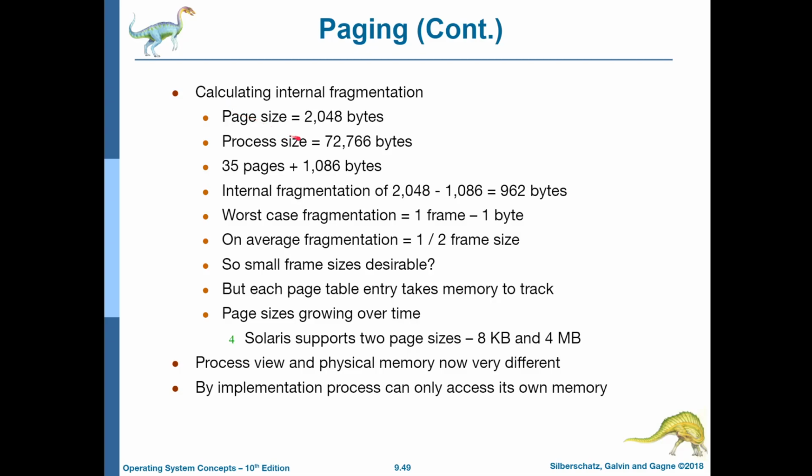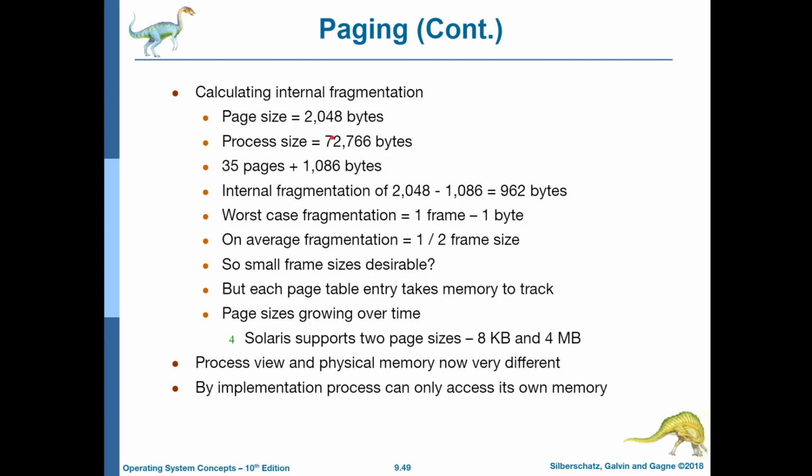Let's give an example here. Let's say our system is running with a page size of 2K. Let's say that we have a process that needs to be loaded that is almost 73 kilobytes in memory. Well, in order to allocate this, we'll need 35 full pages of memory, plus we have an extra little over 1 kilobyte of data that needs to be stored somewhere. Well, because every page is uniform, we go ahead and allocate a full page.